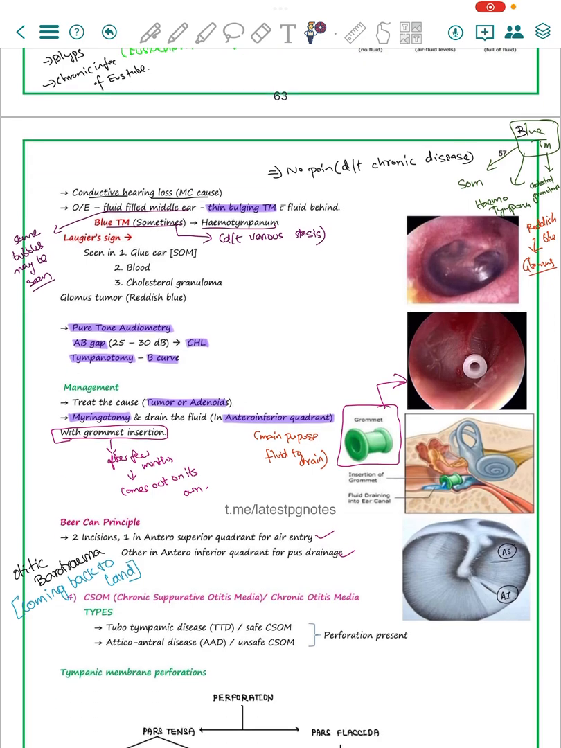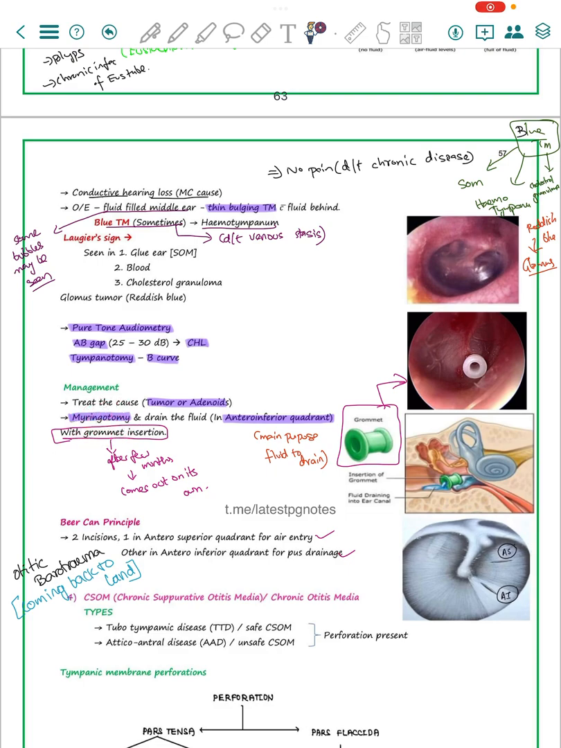We can discuss the tympanometry later. Then the management, guys: you should treat the primary cause like a tumor or adenoids. Then you should do the myringotomy. Myringotomy normally means when you operate on the tympanic membrane, but tympanoplasty means you should operate on the tympanic membrane and also the ossicles present in the middle ear.